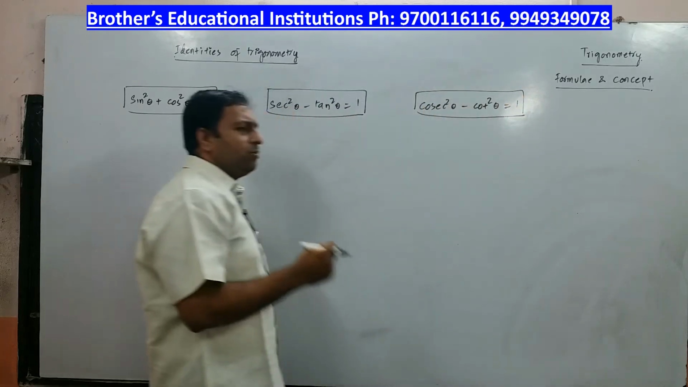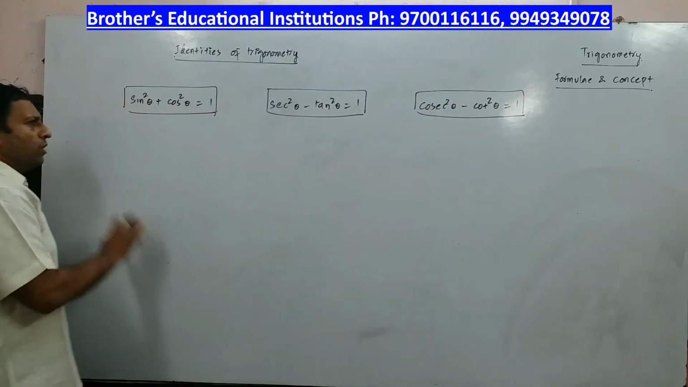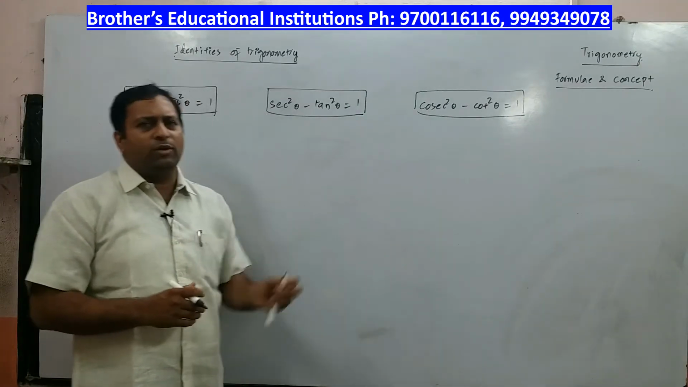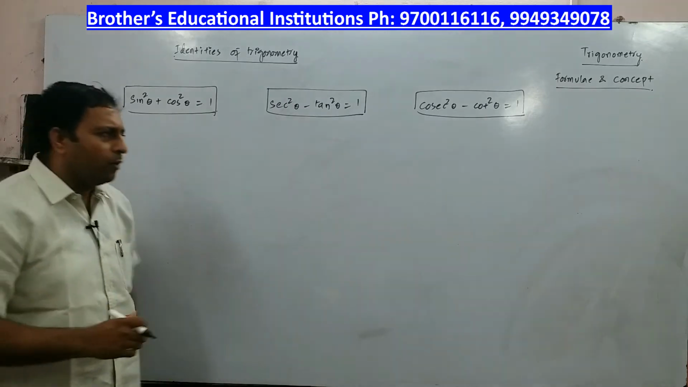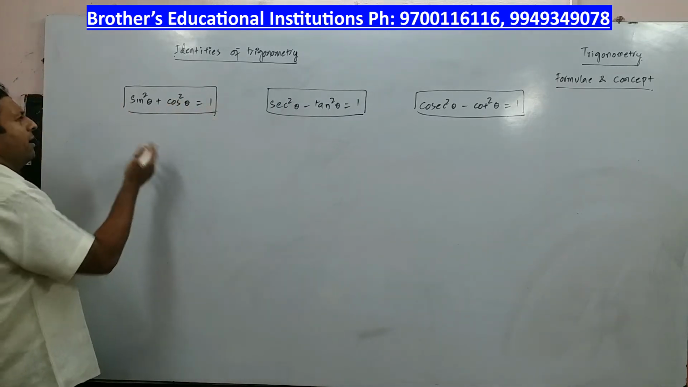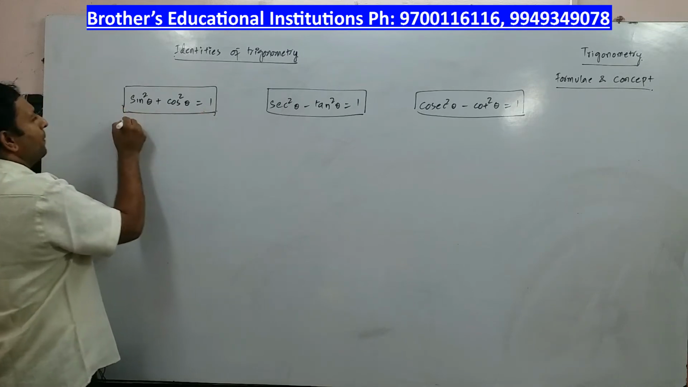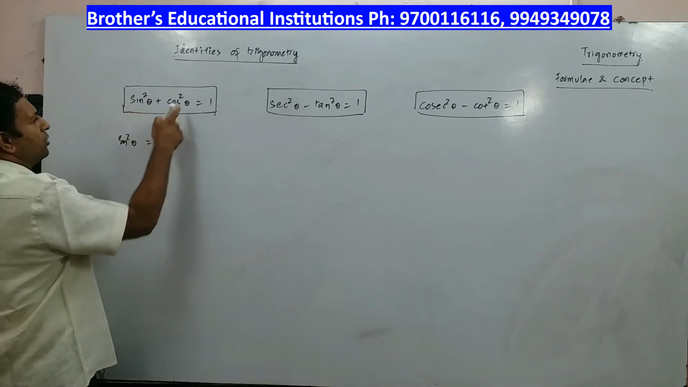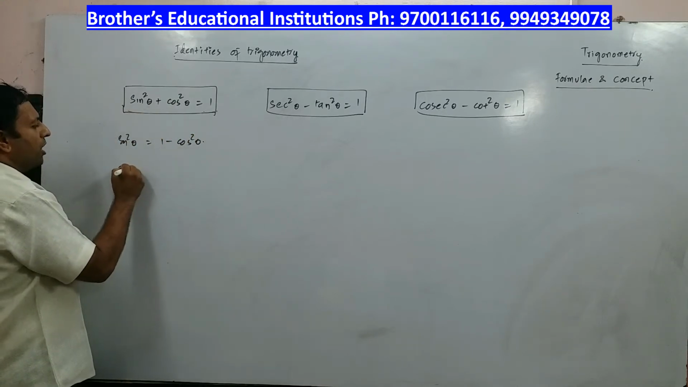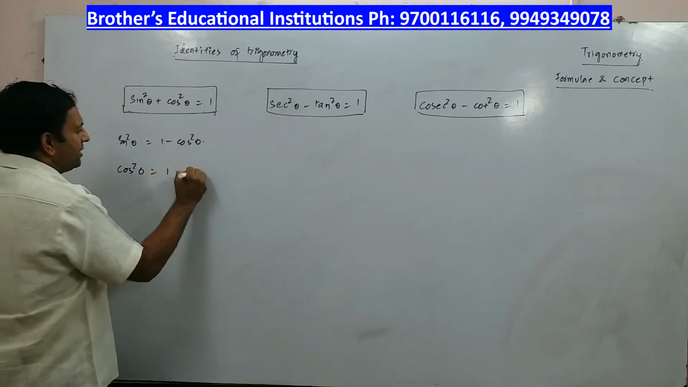So a student has to learn these identities by heart. Alright, whatever formulas and concepts I am going to teach you, you have to learn by heart. It's only then you can understand and do problems on your own. So sine square theta plus cos square theta is equal to 1. Now this can be twisted and remembered as, sine square theta can also be written as 1 minus cos square theta, or cos square theta can also be written as 1 minus sine square theta.